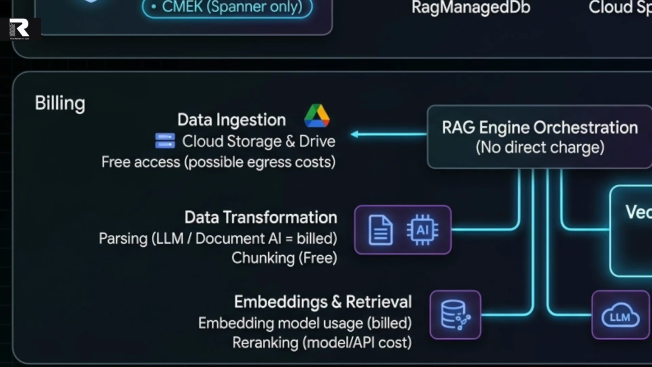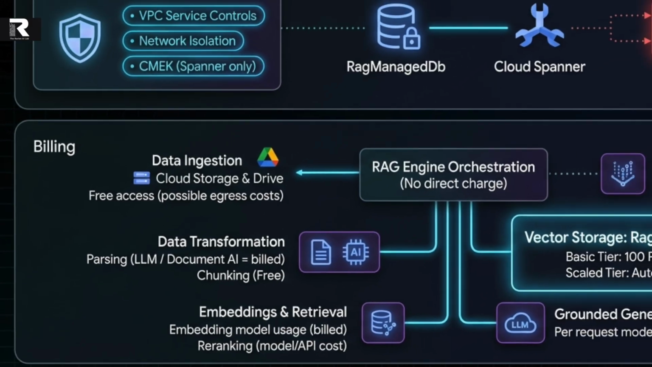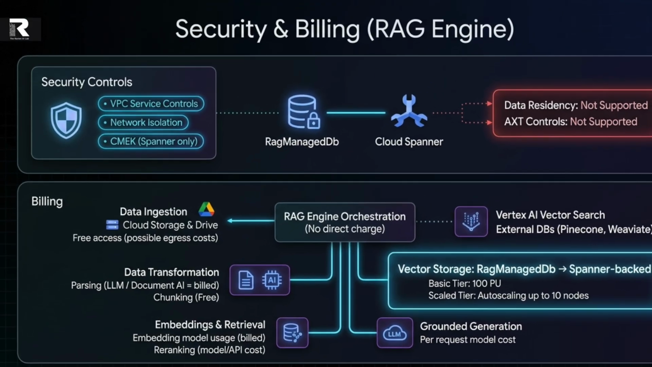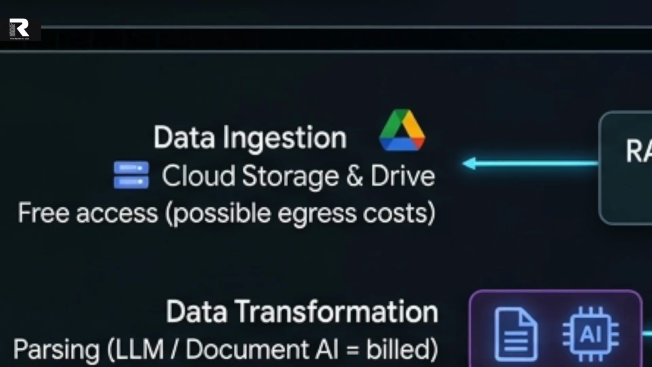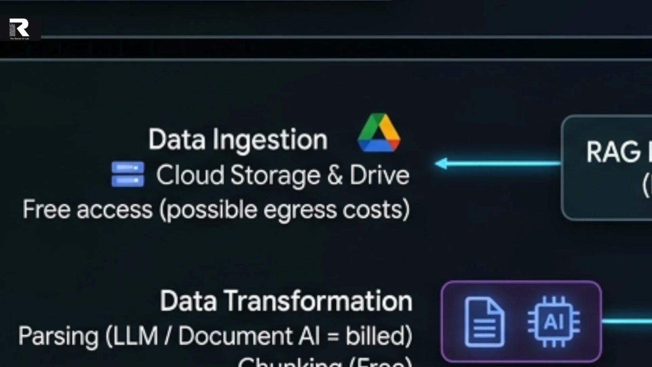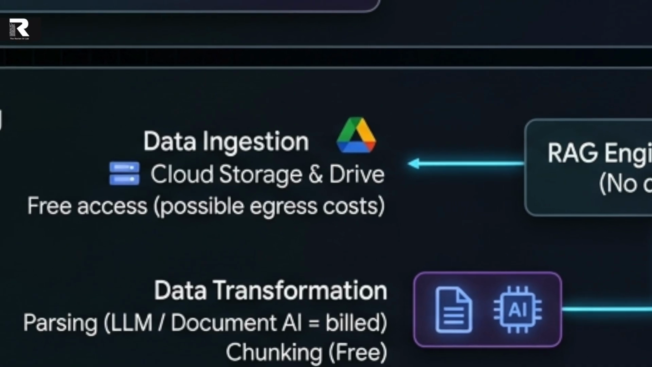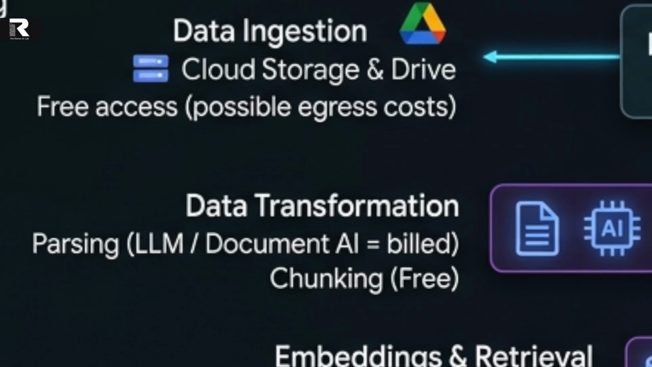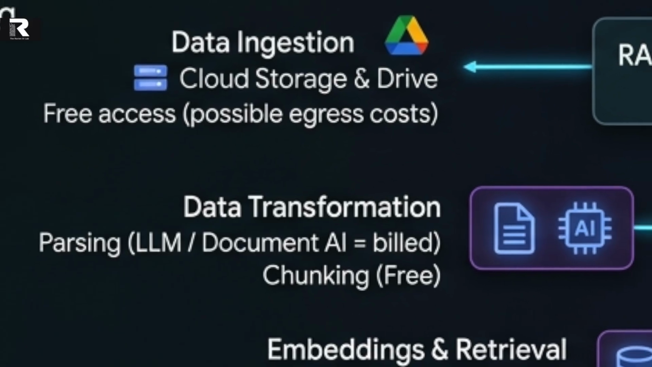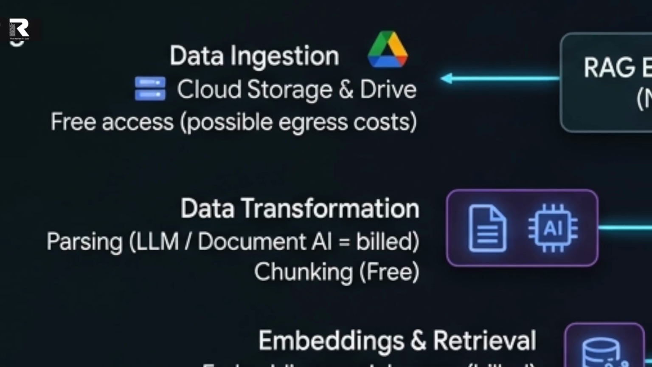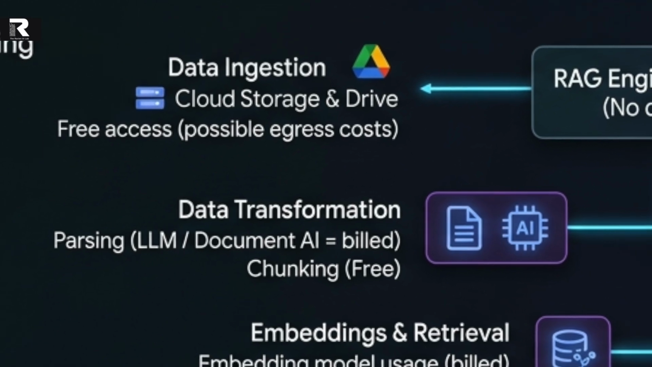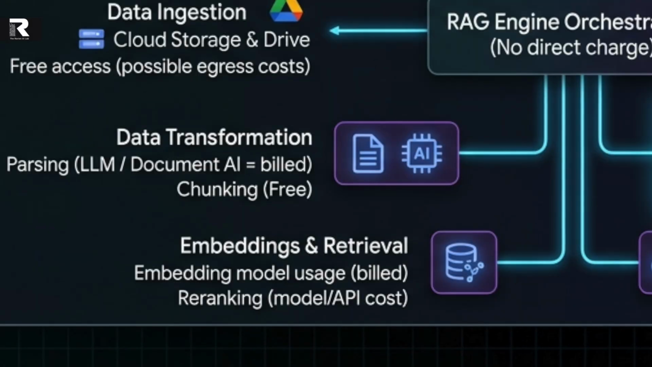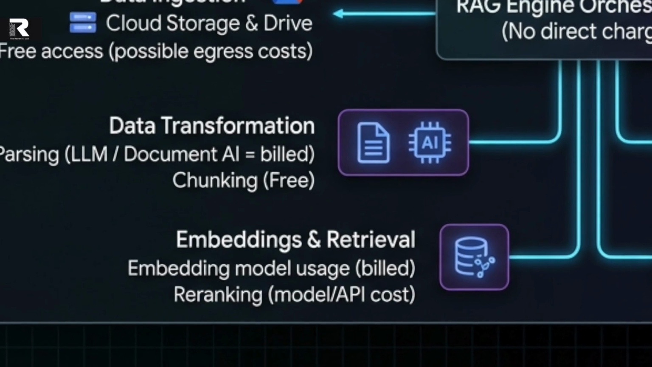Billing, the component model. The RAG engine follows a component-based billing model. You don't pay for the RAG logic itself, you pay for the services it uses. Data ingestion. Accessing data from sources like cloud storage or drive is free, but standard data transfer or egress charges may apply. Data transformation. Parsing. Default parser, free. LLM-based parsing, billed via model usage. Document AI, billed separately. Chunking. Fixed-size chunking, free.